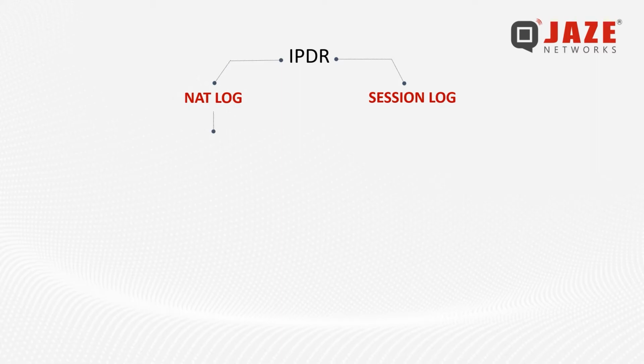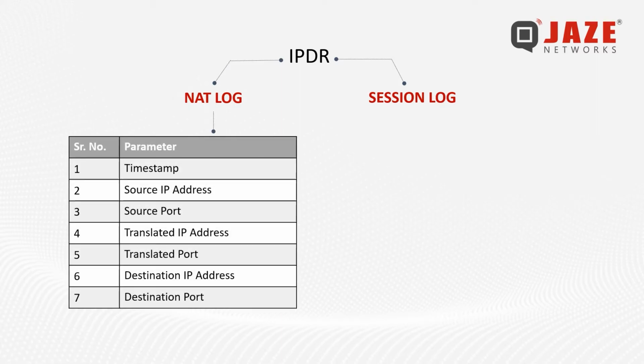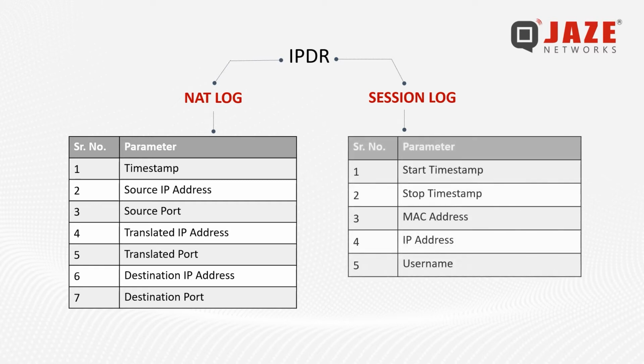The NAT log comprises the source IP and port, translated IP and port, along with the destination IP and port details. The session log comprises the subscriber's session details, including start and stop timestamps, along with username, IP address, and MAC address information from Radius packets. The logs are saved for a period of 2 years by default and can be queried on demand.